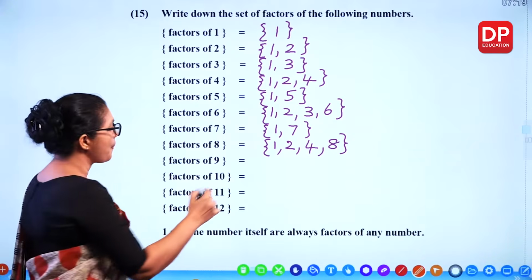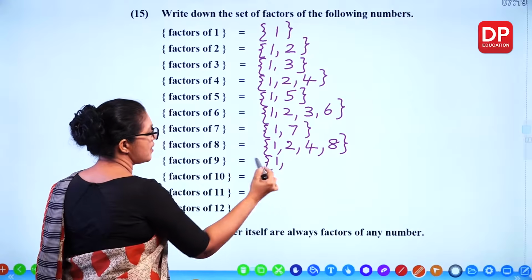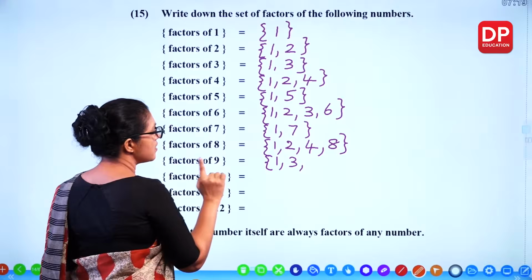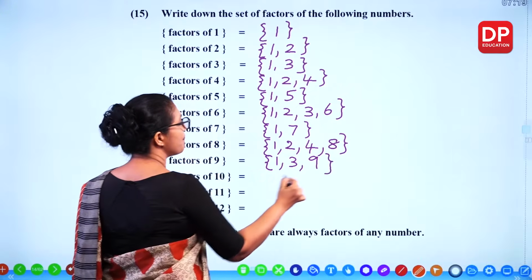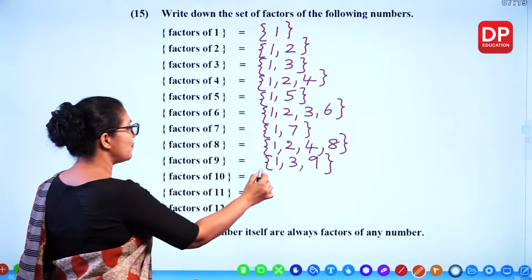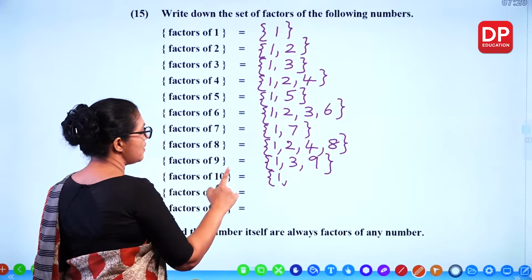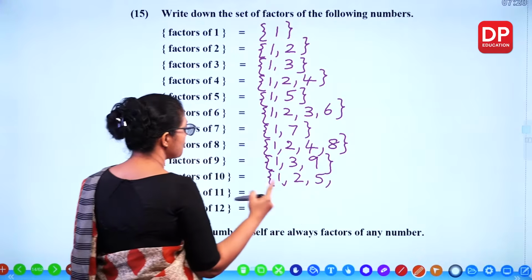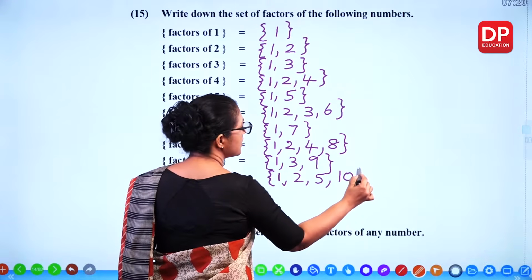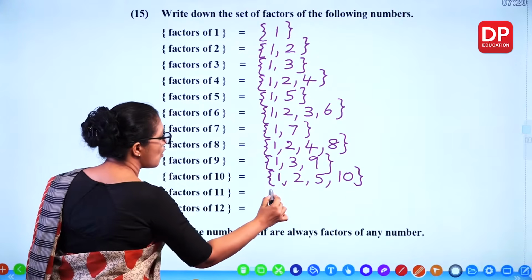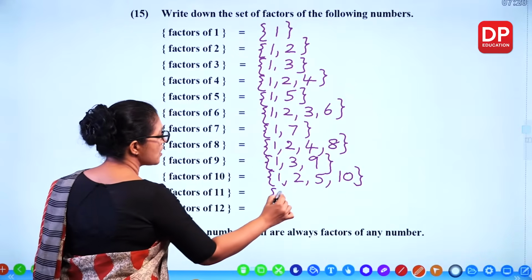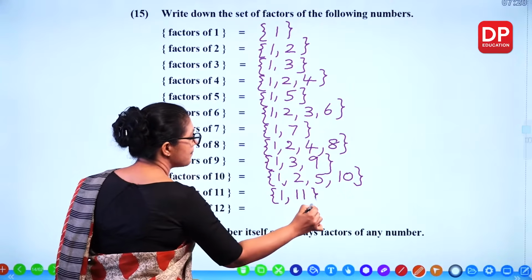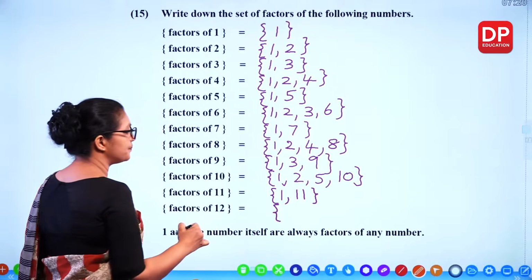Factors of 9. What are the factors of 9? 1. 3 times 3. We only write once, and 9 times 1. Factors of 10. We can write 1. Then 5 times 2. So 2 times 5 and 10. Factors of 11. 1 times 11. So 1 and 11.